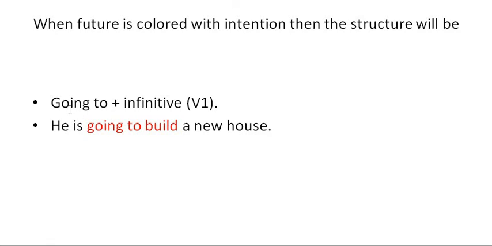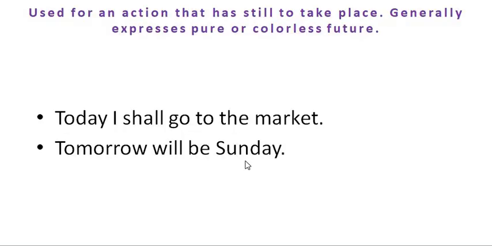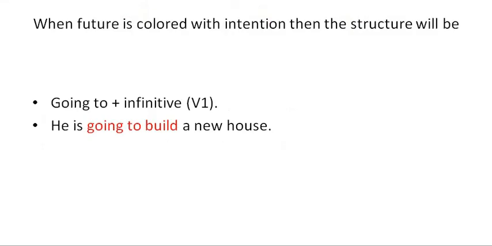So right here, your intention is that you're going to build a new house. You want to say that you're going to do something in the near future. So in that case, you use he's going to build a new house. But if you simply want to say about simple future, tomorrow will be Sunday, there's no intention. Today I shall go to the market, simple future. But this is intention, so in that case you use going to plus the first form of the verb, that is the root form of the verb.